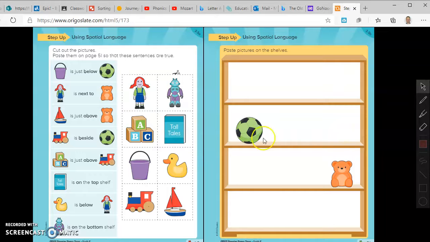So go ahead and take the other pieces to complete these other sentences, and you can have your mom or dad help you to read these and upload a picture.